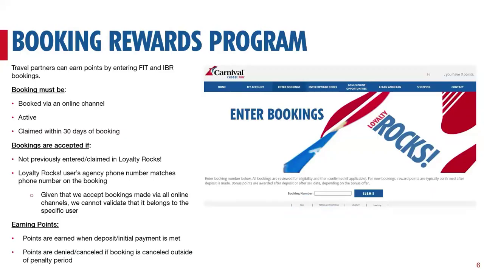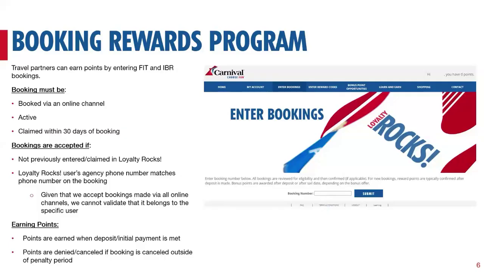The booking must be made via an online channel. That means through GoCCL, or if your agency has a GDS. It must be an active booking, and the booking must be claimed within 30 days of booking to be eligible. Now, the bookings are going to be accepted if they have not previously been entered or claimed in our Loyalty Rocks program, and also if the Loyalty Rocks agency phone number matches the phone number on the booking. That's the main reason why we need it to be done online, so we can match your GoCCL login up to the booking. Otherwise, if you have multiple agents under the same agency, there's no way for us to know if that's actually your booking or not.